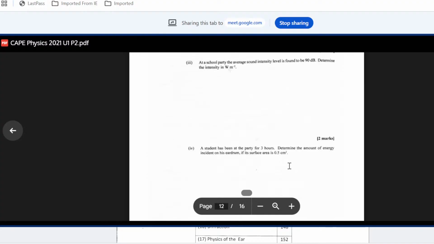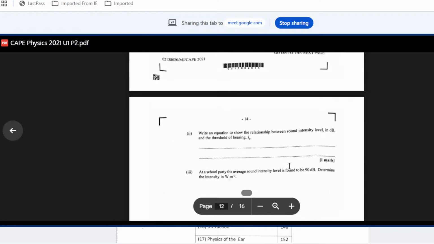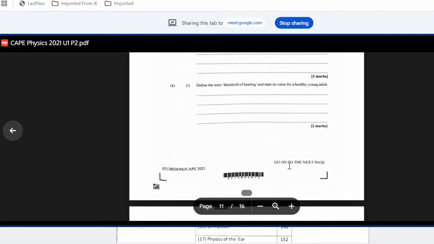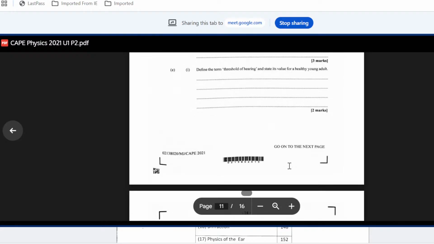All right, let's try and finish this one. So this is the last question because we have to run. But in terms of threshold of hearing, we've heard that concept before. Define the term threshold of hearing and state its value for a healthy young adult.